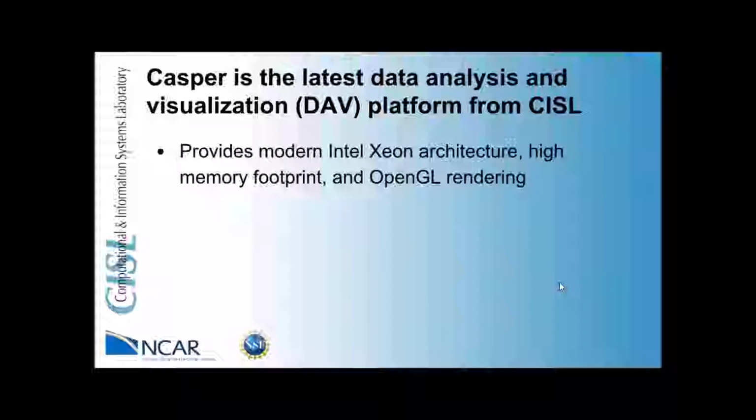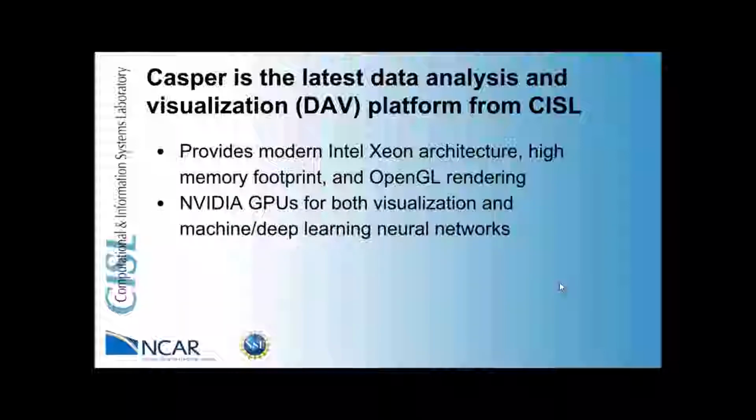Casper provides a modern Intel Xeon architecture like all of our other systems right now. It's the Skylake processors, if you're curious. It has a high memory footprint, certainly high relative to Cheyenne. It's comparable to Geyser, at least some of the nodes. And, like our other GPU accelerated systems, it offers OpenGL rendering for things like Vapor.